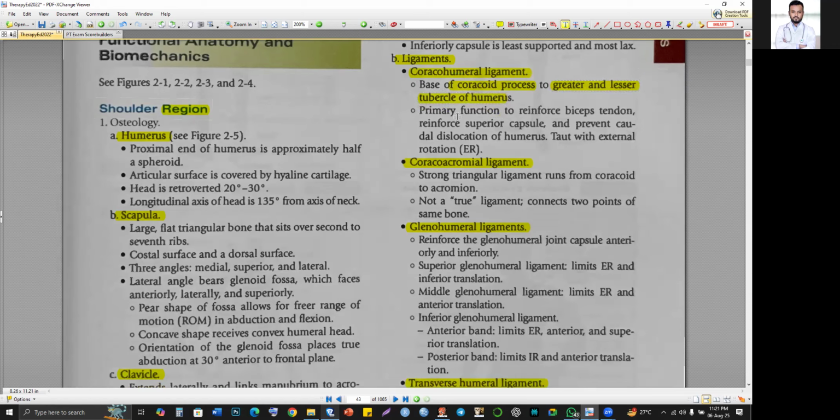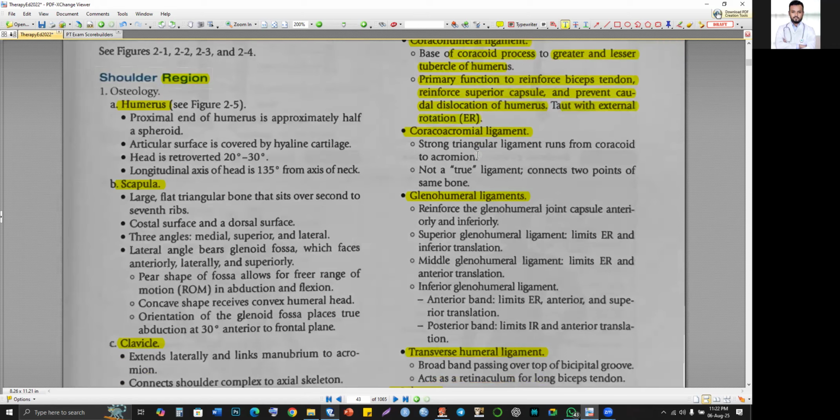So what is the primary function of the coracohumeral ligament? The primary function is to reinforce the biceps tendon, reinforce the superior capsule, and prevent caudal dislocation of the humerus. These are very important functions. So this coracohumeral ligament reinforces the biceps tendon, reinforces the superior capsule, and prevents caudal dislocation of the humerus. It is taut with external rotation.